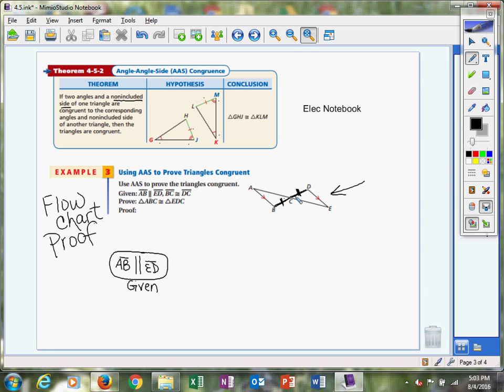What we're going to do is we're going to create two branches. Okay, one of your branches is going to be, you're going to prove that in this bubble right here, that angle A is congruent to angle E. All right, now take a look at this. Why am I saying angle A and angle E are congruent? Why am I saying that?